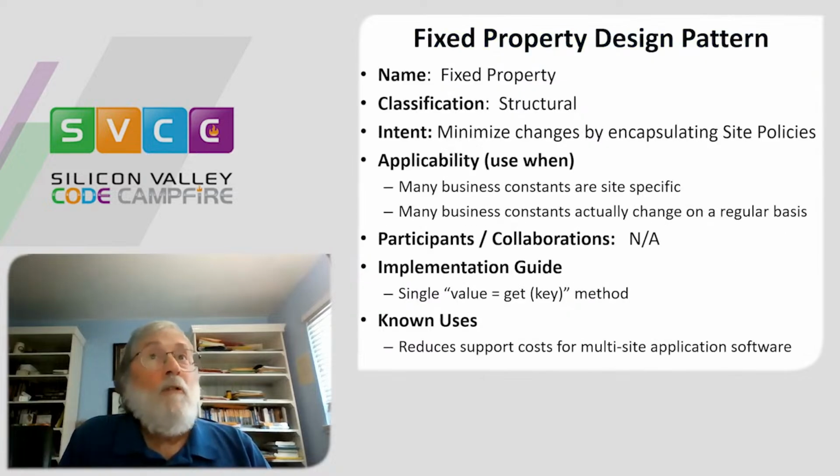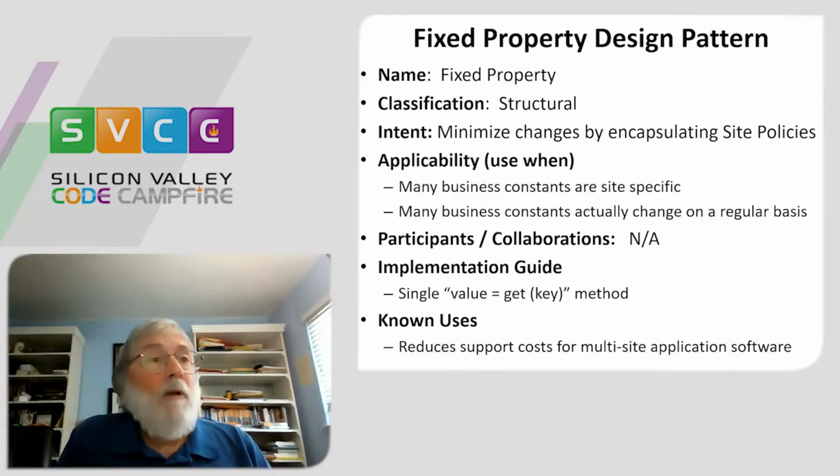So this is the fixed property design pattern. This is the one that we'll use to solve this. And this is how design patterns are defined. There's name, classification, intent: minimize changes by encapsulating site policies. When do you use it? You use it when business constants are site specific, and they change on a regular basis.